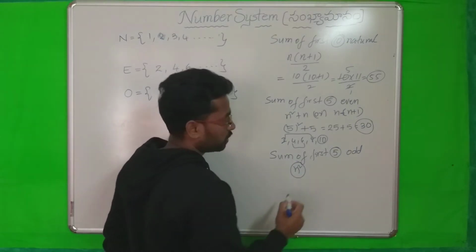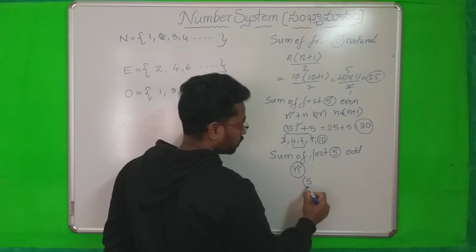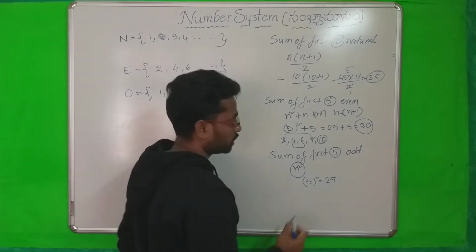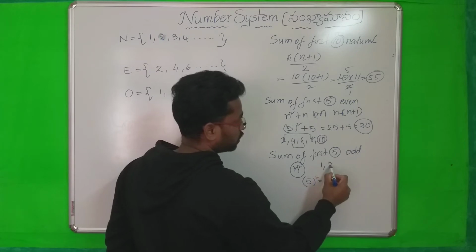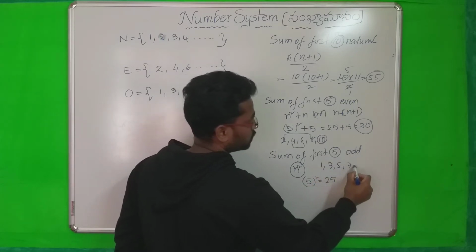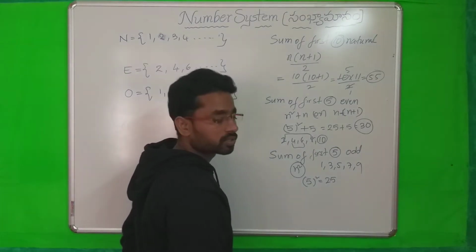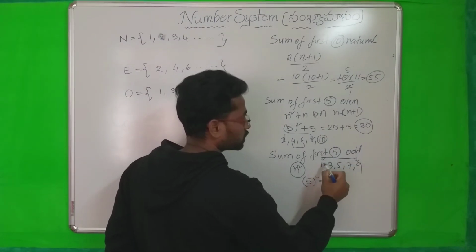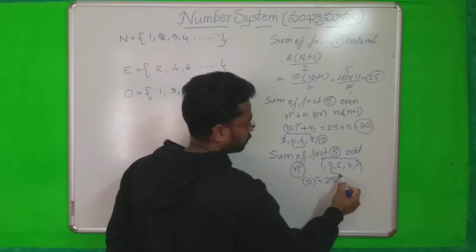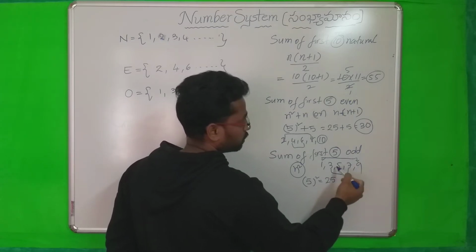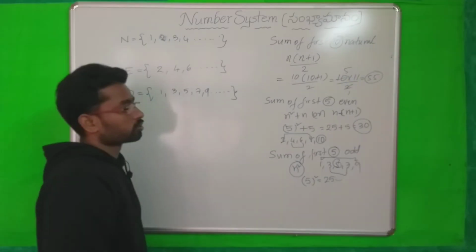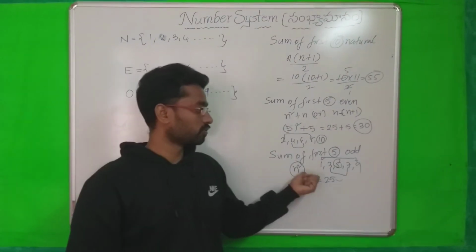This is the formula. 5 square means 25. 5 fives are 25. You can check here: 1, 3, 5, 7, 9. These are the first 5 odd numbers. So 1 plus 9 is 10, 3 plus 7 is 10, 10 plus 10 is 20, 20 plus 5, you are getting 25. So this is a very useful formula.